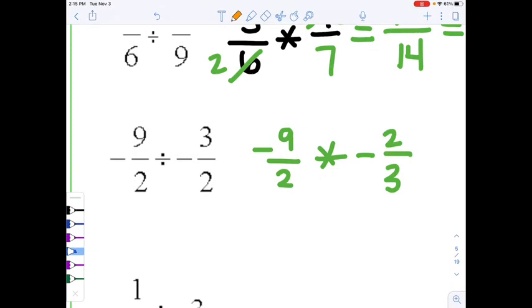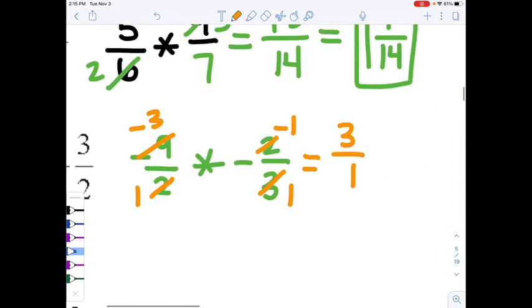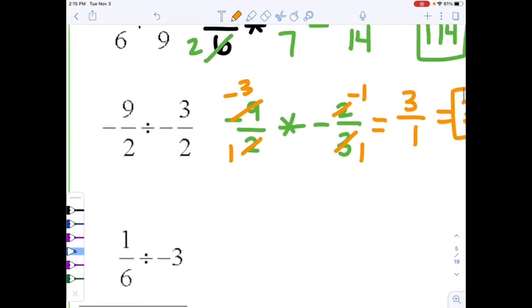So negative 9 and 3. 3 goes into 3 once, goes into negative 9, negative 3 times. I don't want to forget about that negative sign. Then 2 and negative 2, 2 goes into 2 once, 2 goes into negative 2, negative 1 time. Now I multiply the numerators. Negative 3 times negative 1 is positive 3, and 1 times 1 is 1. 3/1 is the same as just 3.